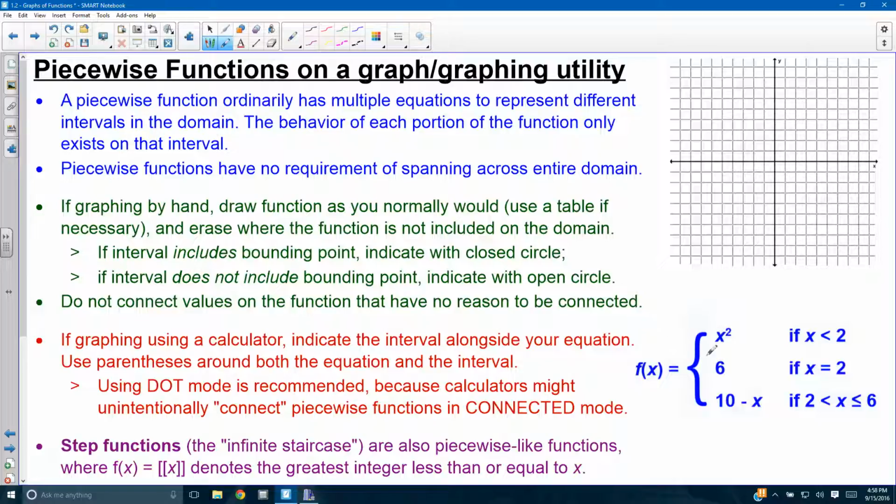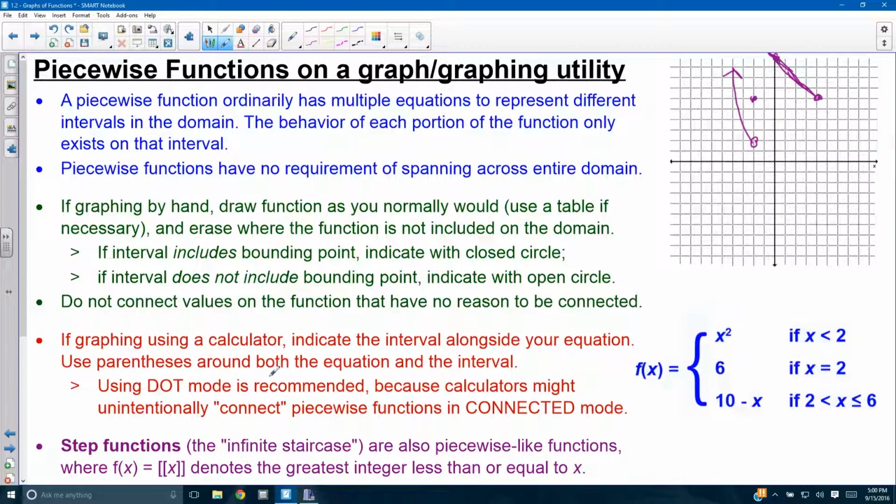So as I take a look at this example down here, we have x squared when x is less than 2, 6 when x is equal to 2, and 10 minus x if x is between the values 2 and 6, not including 2. And if you notice here, this thing ends at 6, including 6. It doesn't go beyond that. Piecewise functions have no requirement of spanning across the entire domain. So if this thing says it doesn't, then it doesn't. This goes to negative infinity, but this only goes to positive 6 on this side.